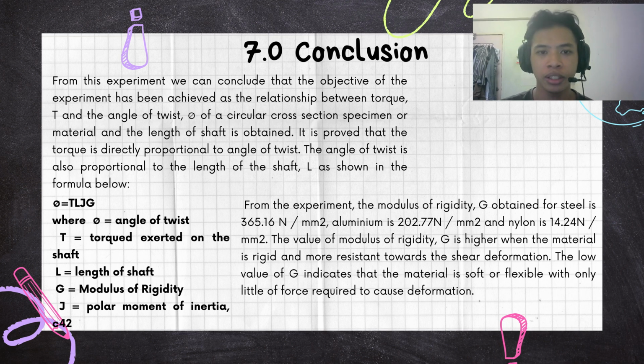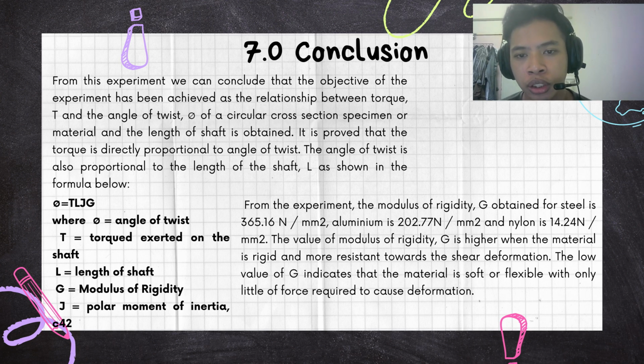Conclusion for the experiment. We can conclude that the objective of the experiment has been achieved as the relationship between torque and the angle of twist of a circular cross-section specimen or material and the length of shaft is obtained. It is proved that the torque is directly proportional to angle of the twist. The angle of twist is also proportional to the length of the shaft, as shown in the formula below.